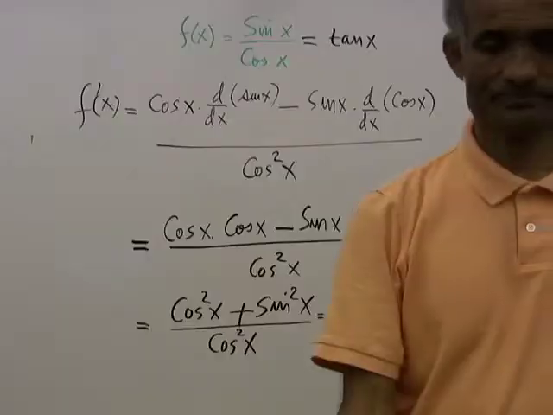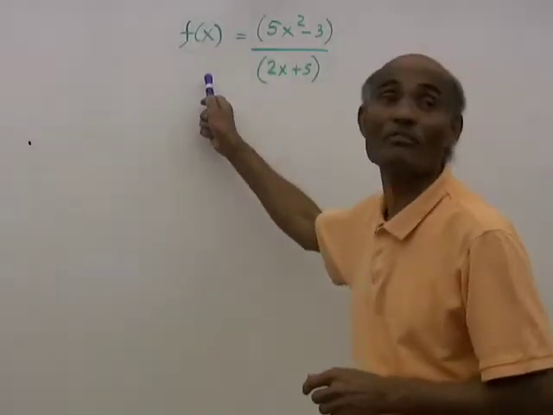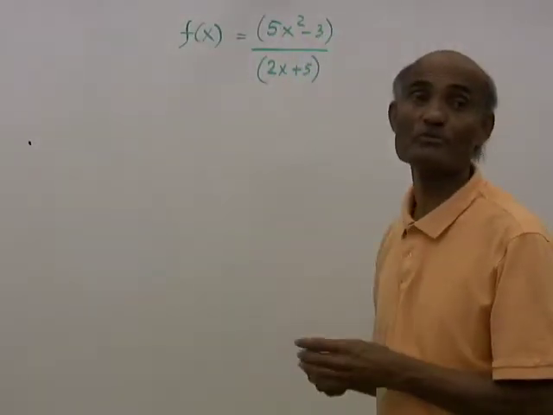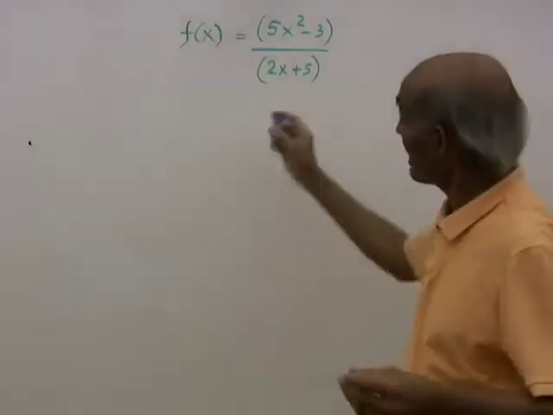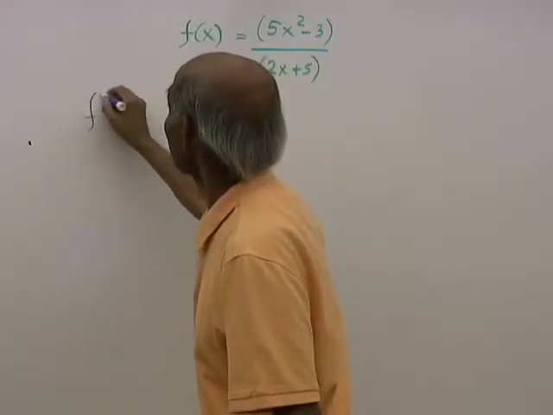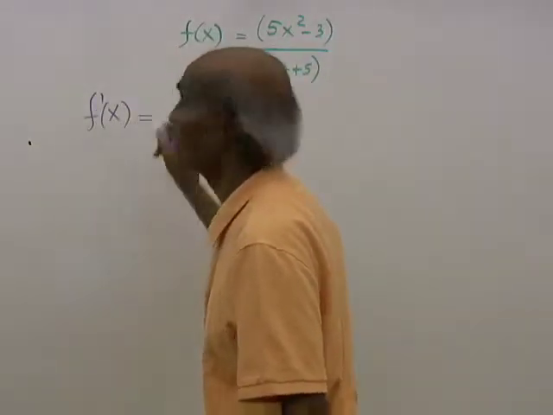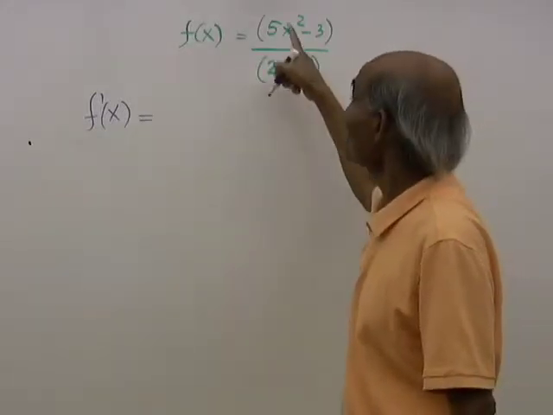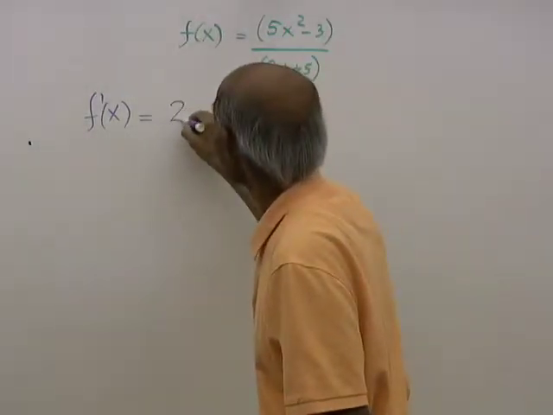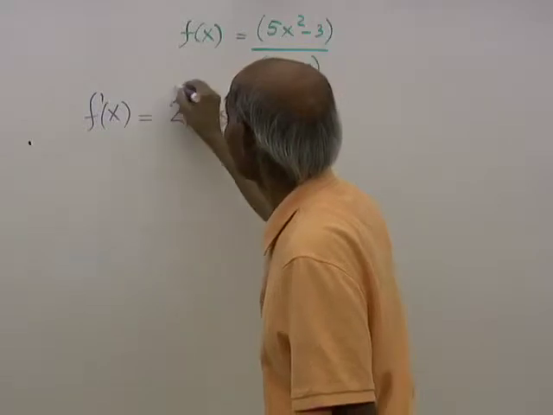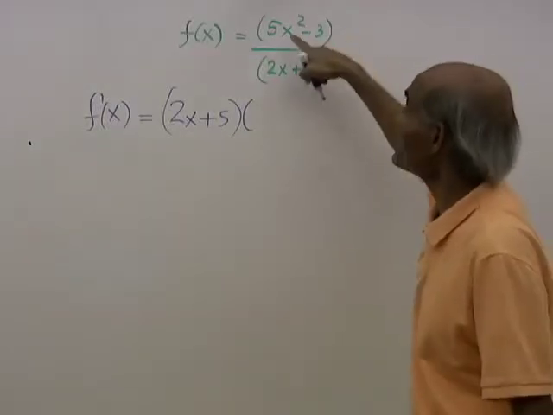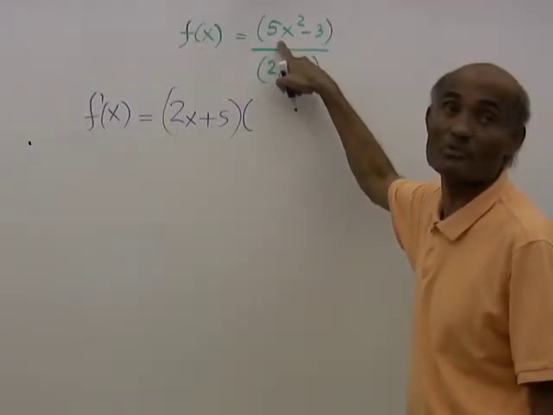Let's now find the derivative of f of x equal to 5x squared minus 3 all over 2x plus 5. Let's use the quotient rule. How do we write the quotient rule? Let's say f prime of x equal to denominator times the derivative of the numerator. Denominator, that is 2x plus 5, multiplied by derivative of the numerator. Can you tell me what the derivative of the numerator is?